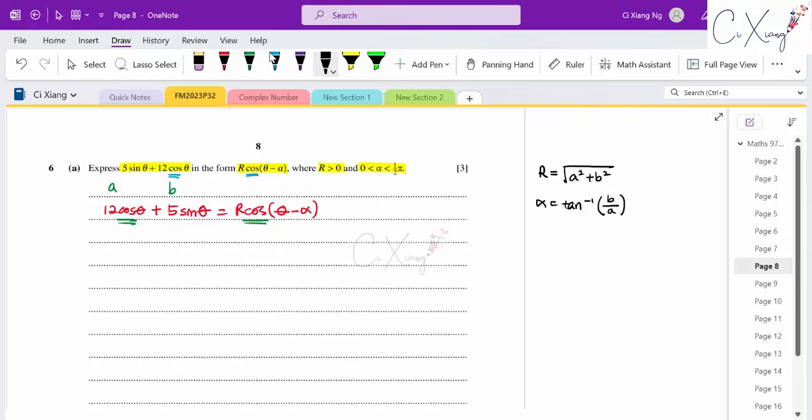Okay, alright, so generally we already put the cos theta in front. From here, I think we can see very clearly that the a is 12 and the b is 5. Okay, so let us start the calculation straight away.